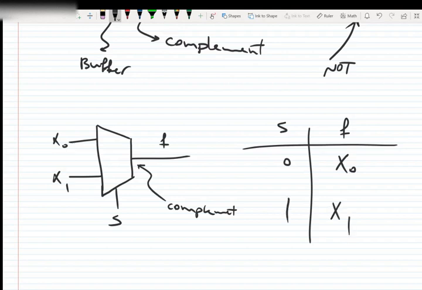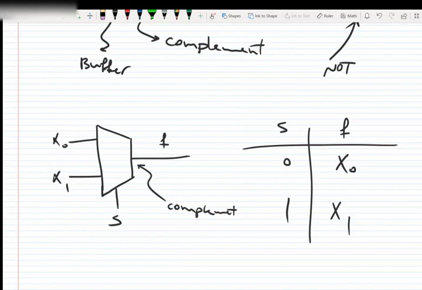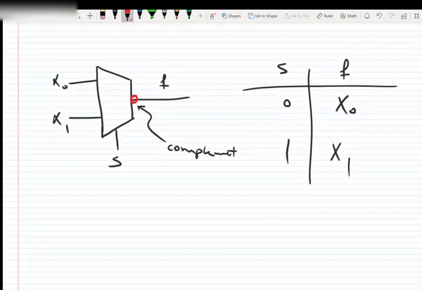Okay, so we all know how a 2x1 multiplexer works. We know what this table is and what it means. But here is a question: what if in this circuit I show it including this small circle like this? If I add this small circle here, it means that all the outputs will be complemented.